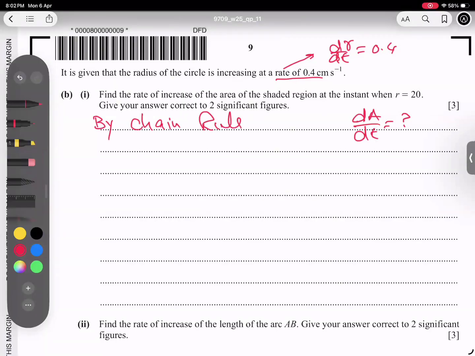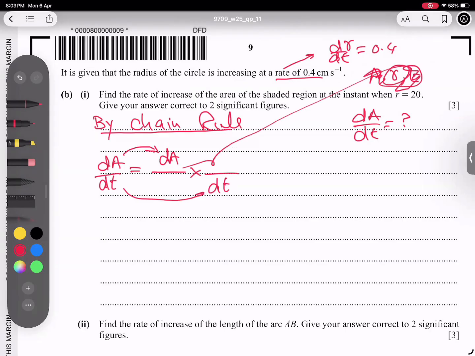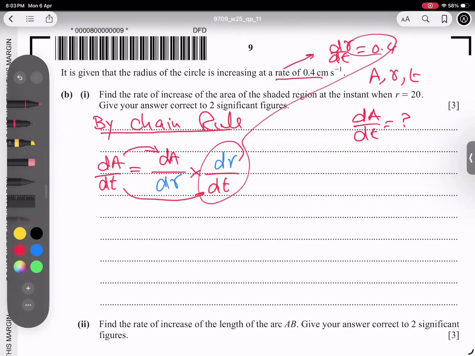When more than 2 variables are involved, check it in this question: the variables are area, radius, and time. So when more than 2 variables are involved, we always go for the chain rule formula. So how to apply the chain rule? What is my job? dA by dt. I'll always write two fractions. This comes in the first numerator, and this goes in the second denominator. So A and t are gone, what is left? r. r will come here. So dr, this value I already have. What is missing? If I get this, my question will finish.